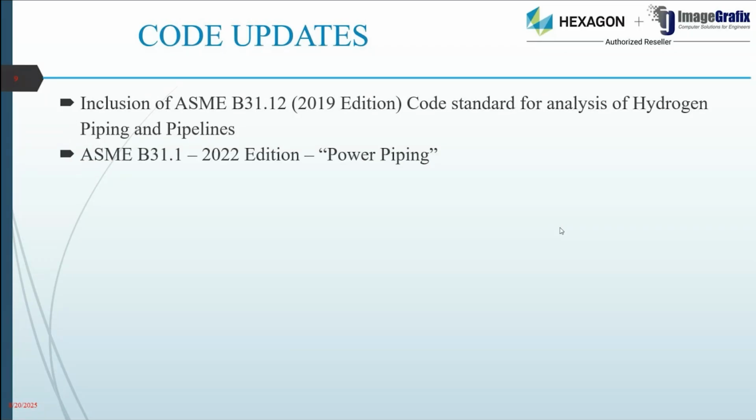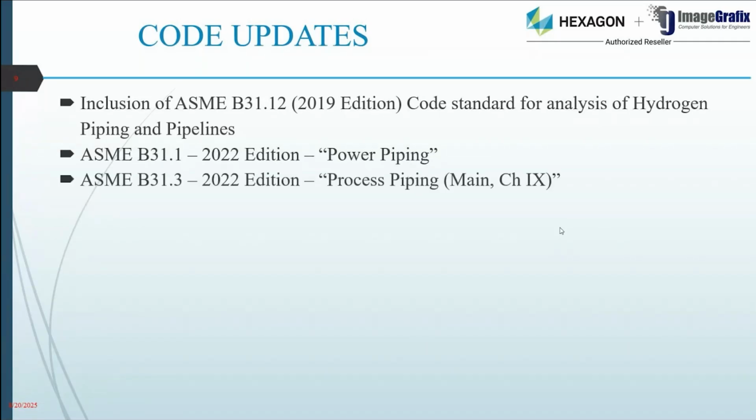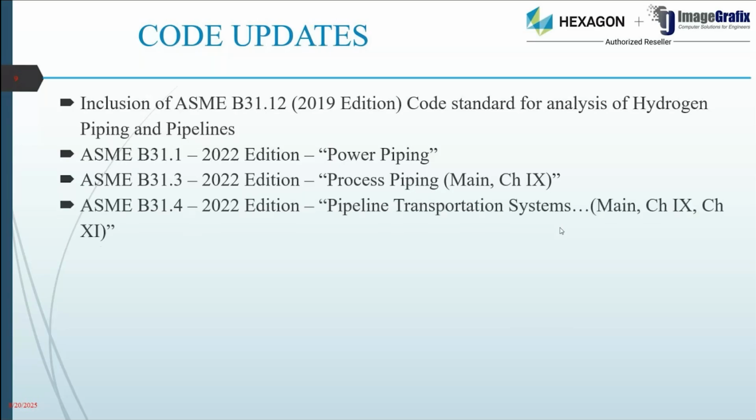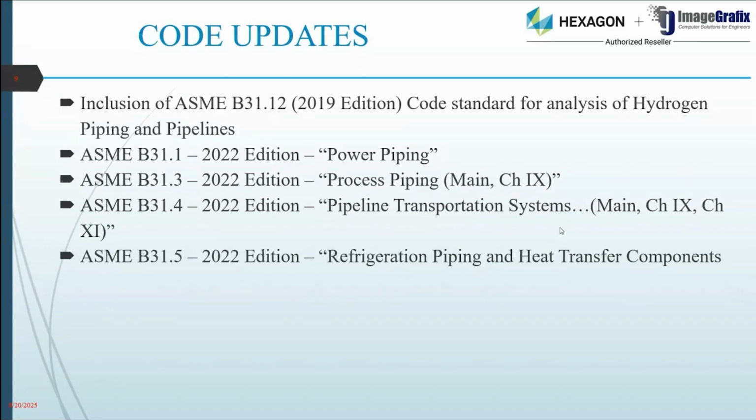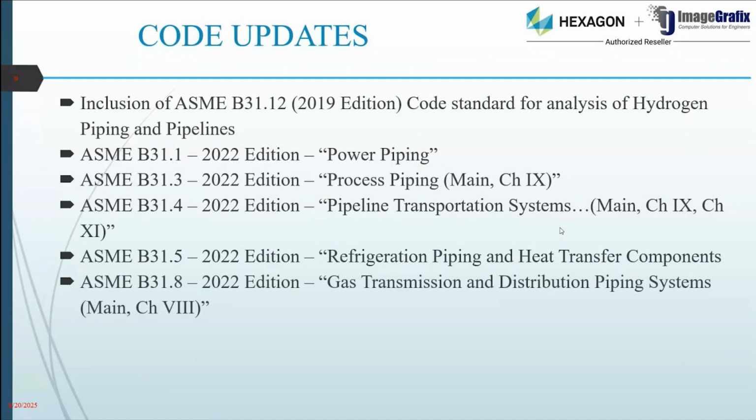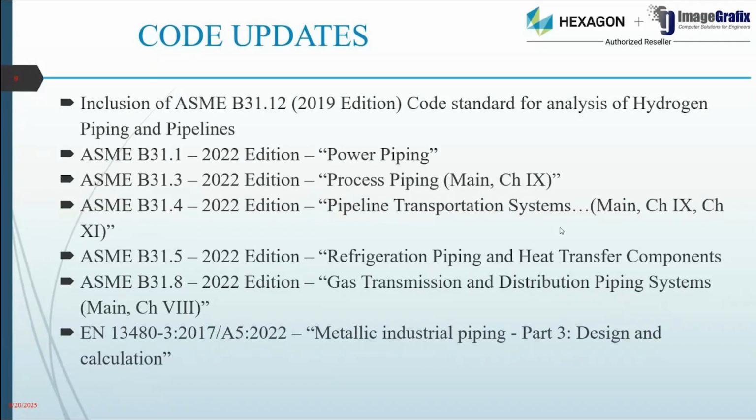Following that, the B31.1 2022 edition power piping code has been updated. B31.3 2022 edition of process piping has been updated, along with B31.4 2022 edition pipeline transportation systems. B31.5 has also been updated to the 2022 edition, B31.8 has also been updated to the 2022 edition, and EN 13480 has also been appended with the 2022 edition.